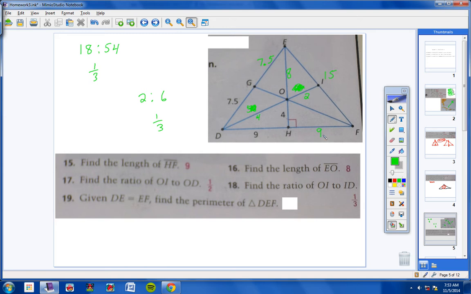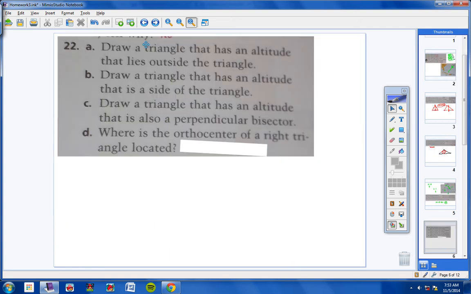This whole side here would be 9 plus 9, so 18. So the perimeter would be 15 plus 15 plus 18, which would give you 48. Okay? So the perimeter would be 48. All right? Okay, moving on to number 22.